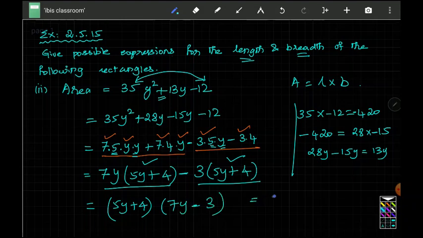Then if you compare this with length into breadth, the two possible expressions for length and breadth are 5y plus 4 and 7y minus 3.